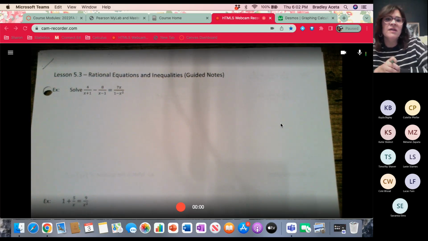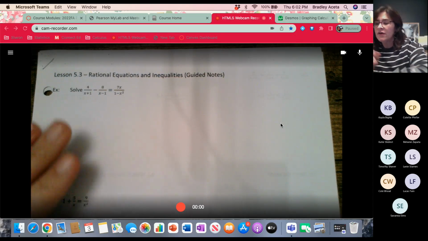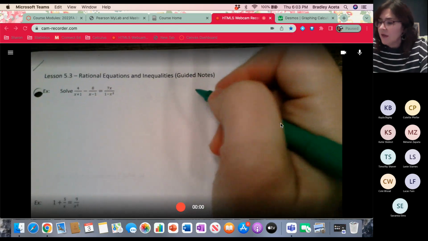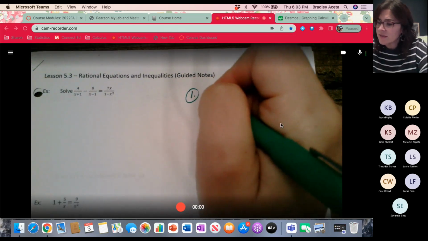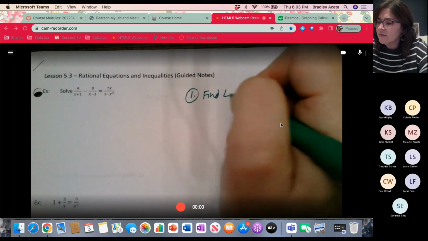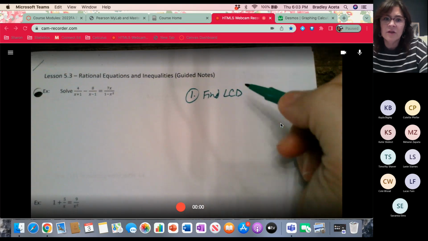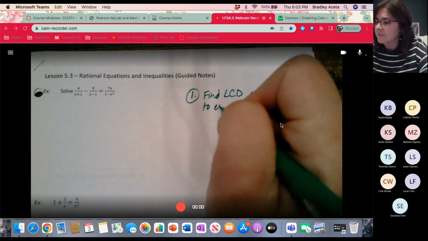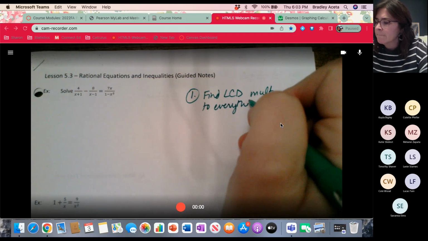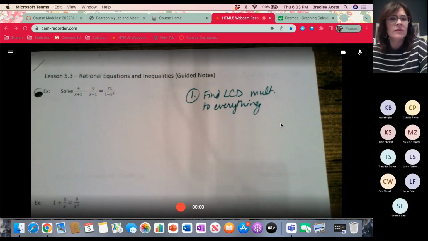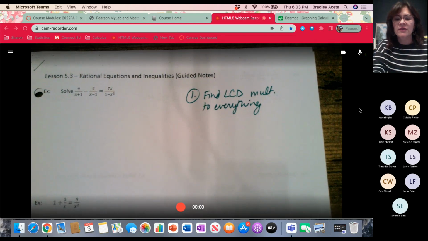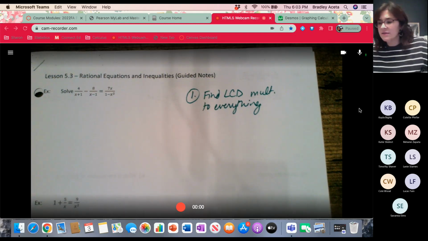All right, so solving some fractional equations when the variables are on the bottom, there's a couple things you need to remember. First things first is I like to find what's called the LCD, the lowest common denominator, and multiply it to everything. So, you know, the whole phrase, whatever you do to one side, you do to the other side. And that's what you do with a least common denominator.